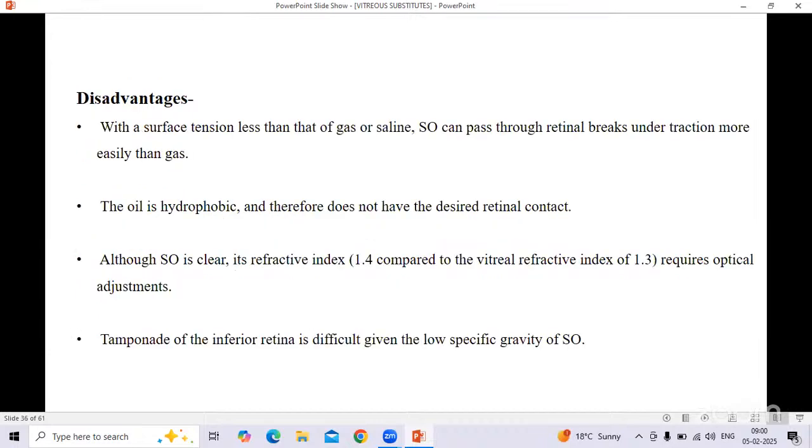Disadvantages: with a surface tension less than that of gas or saline, they can pass through the retinal break under traction more easily than gases. It's hydrophobic and therefore does not have the desired retinal contact. It is clear, but still its refractive index requires optical adjustments, and tamponade of the inferior retina is difficult given the low specific gravity of silicone oil.